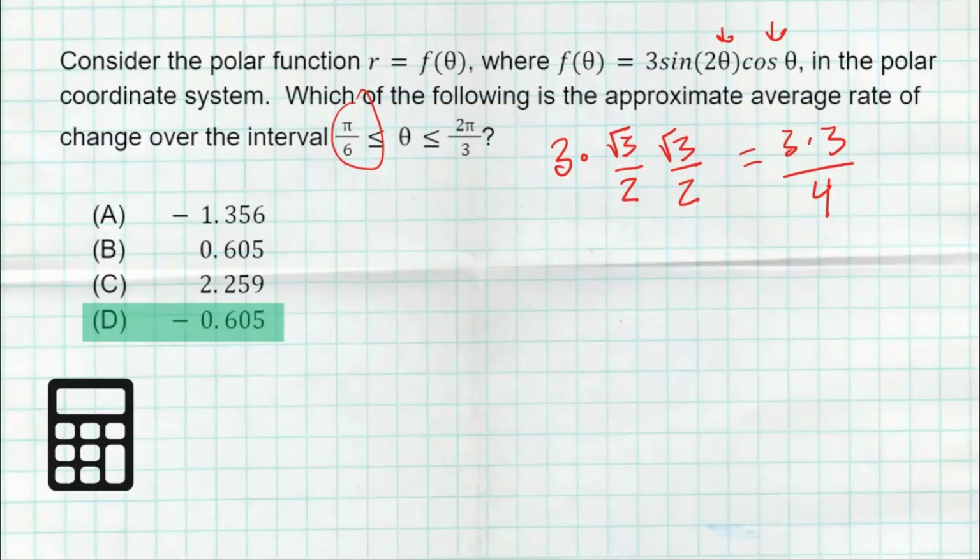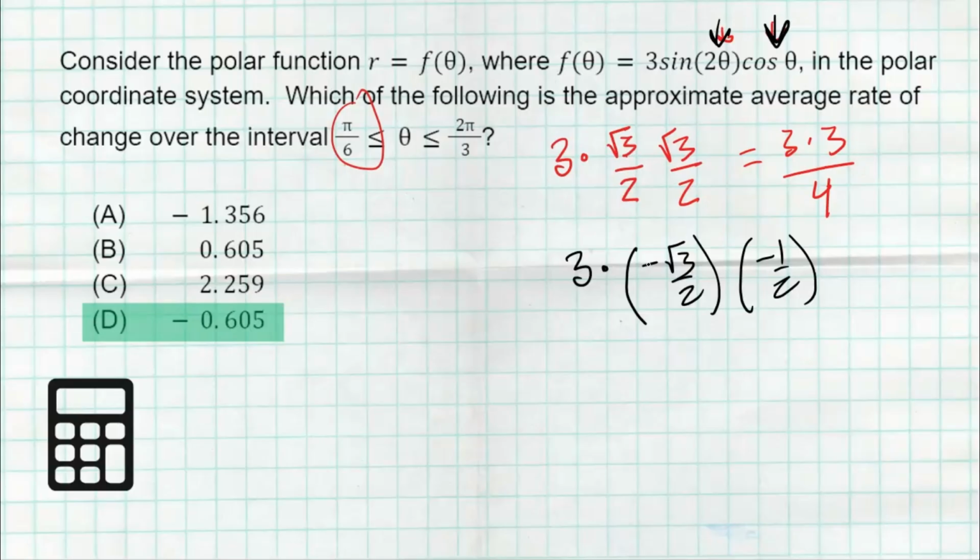All right, now let's do the exact same thing, but this time we're going to plug in 2 pi over 3. So we have 3 times, now when I plug in 2 pi over 3 right here, it gets multiplied by 2 and turns into 4 pi over 3, and sine of 4 pi over 3 is negative radical 3 over 2. And then once again, I'm going to plug 2 pi over 3 in right here for cosine. And cosine of 2 pi over 3 is negative 1/2.